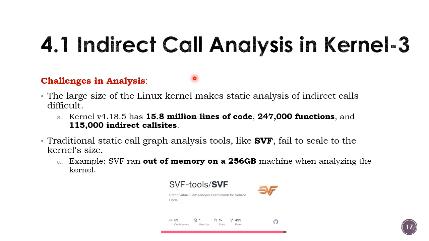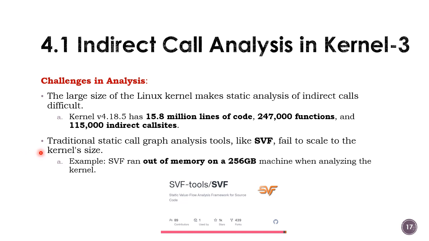As for indirect code analysis in the kernel, what could make it difficult? Some challenges are mentioned in this paper. This paper specifies a kernel version 4.18.5. It has 15.8 million lines of code, which contains 247,000 functions, and almost half of them contain indirect calls. So this makes it difficult to traverse all the different paths of this source code.